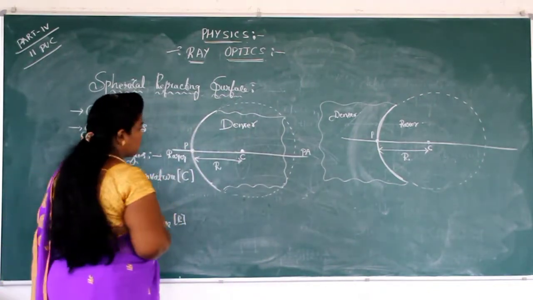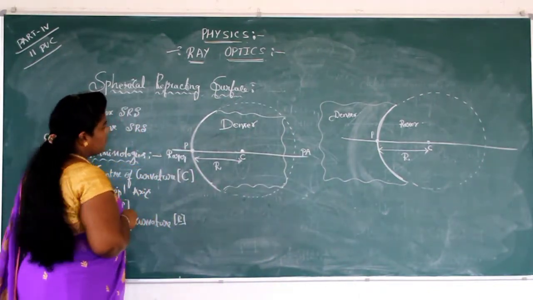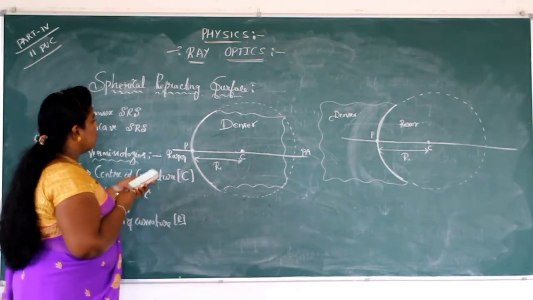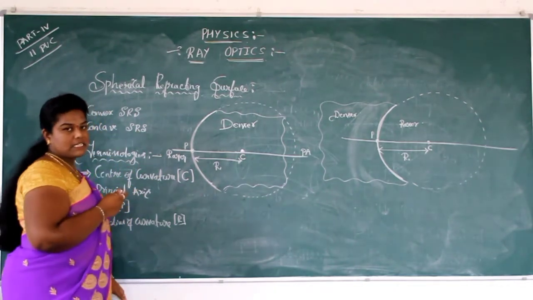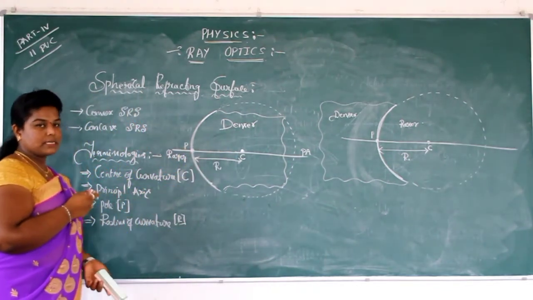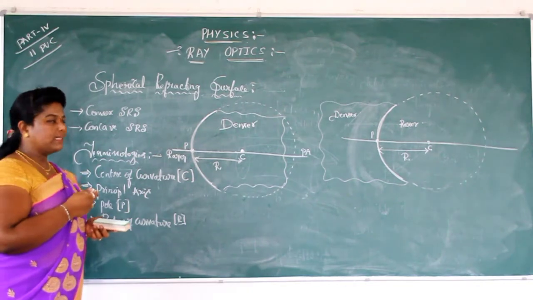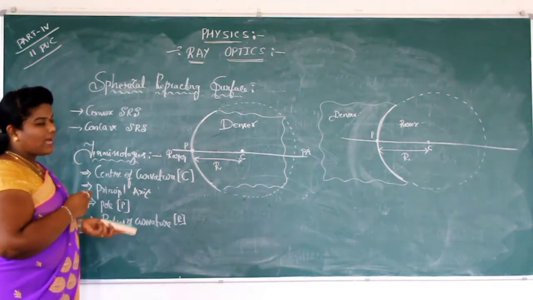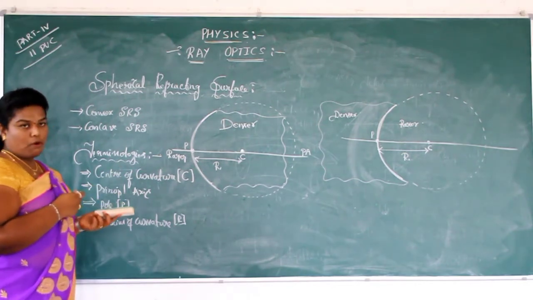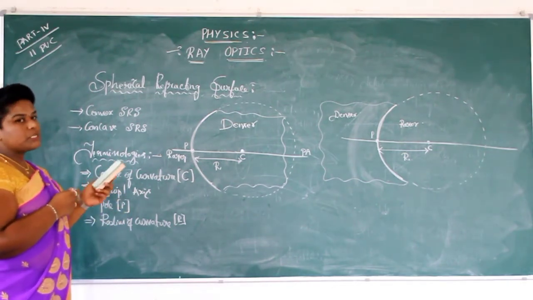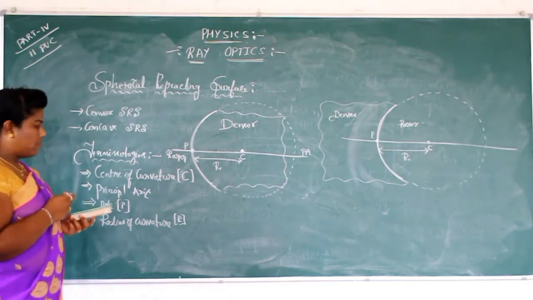Dear students, we also have a focus, the principal focus, in the case of the convex refracting surface as well as in the case of the concave refracting surface. And also we have focal length, so I will discuss it next. While deriving the equations, I will show you how to define the focal length as well as the principal focus by drawing the ray diagrams.